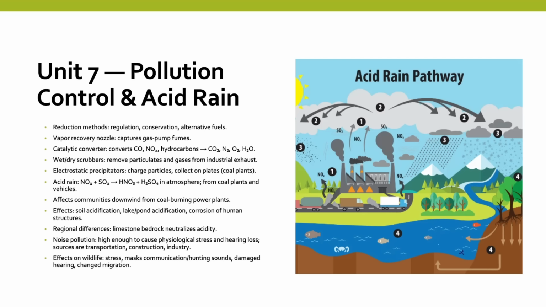Pollution controls. You got your catalytic converters, which is going to turn CO, nitrides, and hydrocarbons into less toxic gases. Vapor recovery nozzles capture pump fumes. Scrubbers and the electrostatic precipitators are going to clean industrial exhaust. Acid rain forms when sulfur and nitrogen oxides react with water. Sulfuric and nitric acid travels downwind from coal plants, acidifying soils and lakes and corroding buildings. Limestone bedrock buffers. Noise pollution is going to stress wildlife and mask communication, obviously.